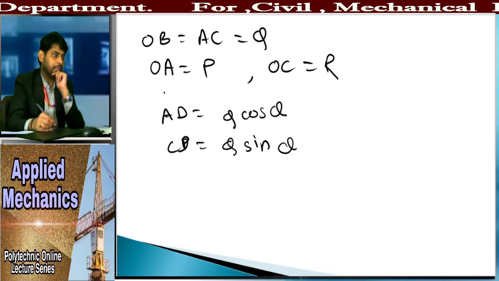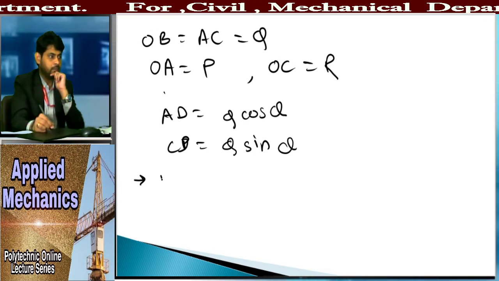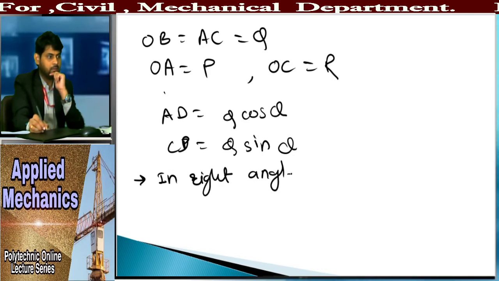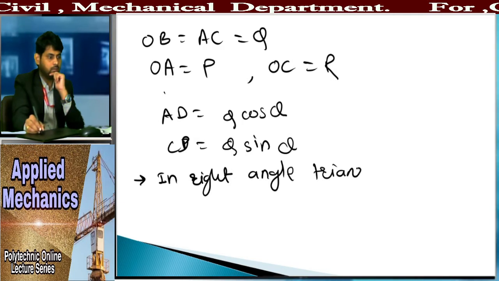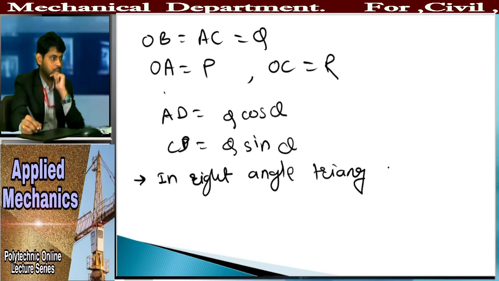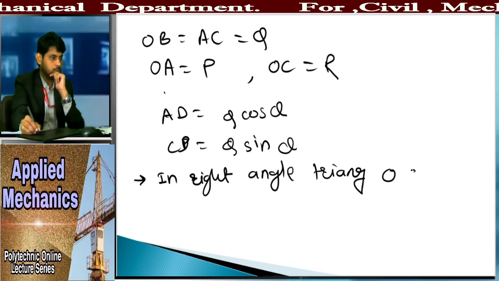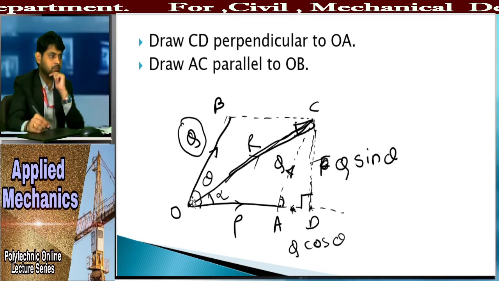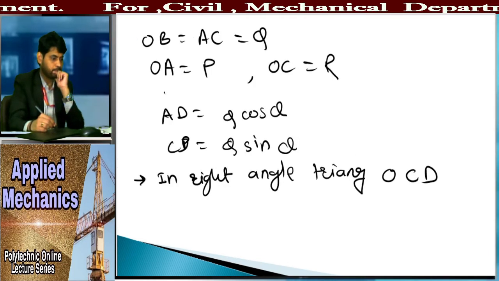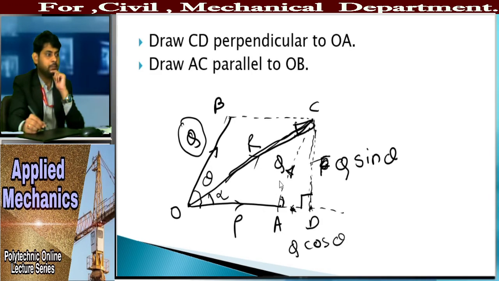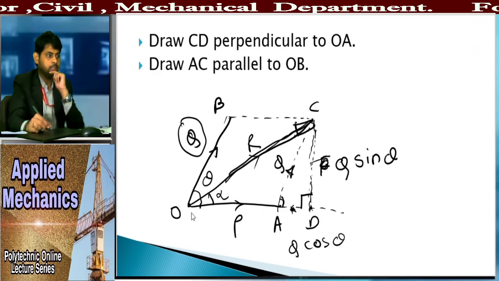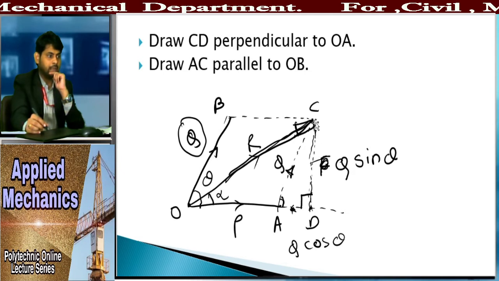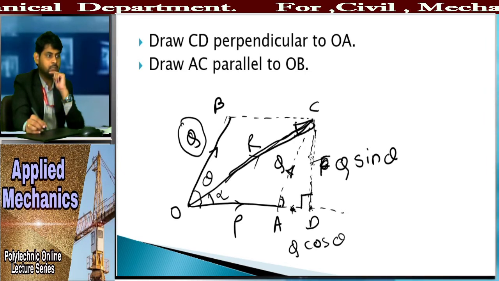So here we can write like this: in right angle triangle OCD. So this is the right angle triangle OCD, right? This is our right angle triangle. So in this, this R is nothing but your hypotenuse, this OD is nothing but your adjacent side, and this CD is nothing but your opposite side.